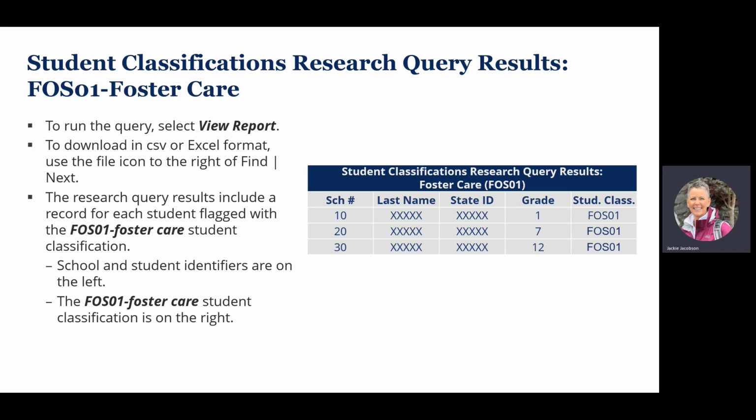To download that data in CSV or Excel format, use the file icon to the right of Find, Next. The research query results will include a record for each student flagged with the FOS01 foster care student classification. You'll find student and student identifiers on the left and the FOS01 foster care student classification on the right.